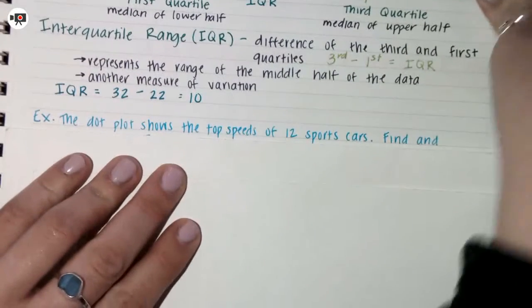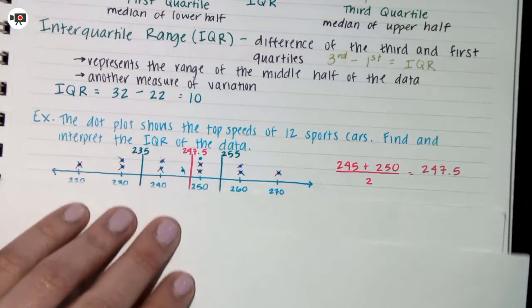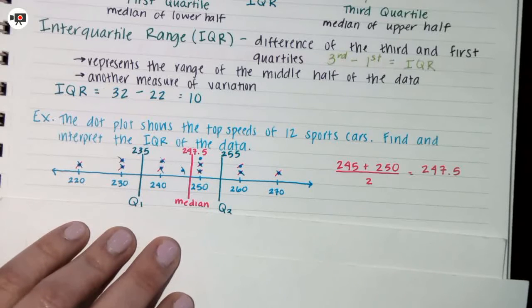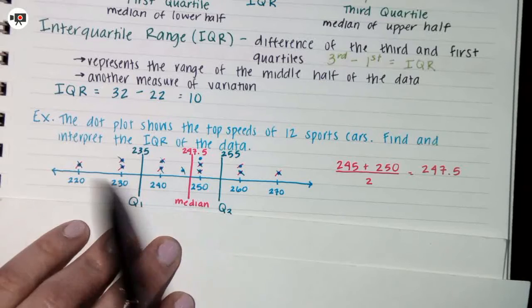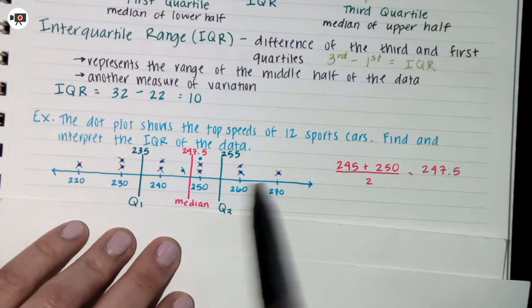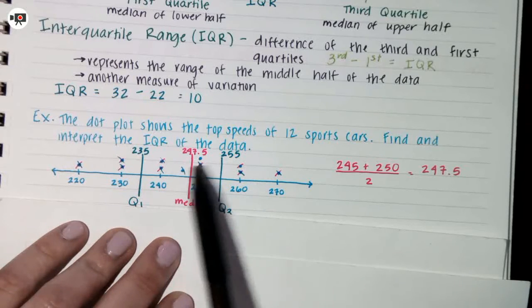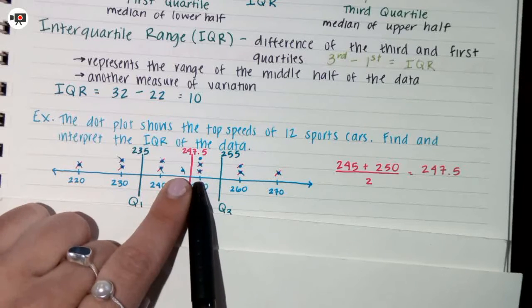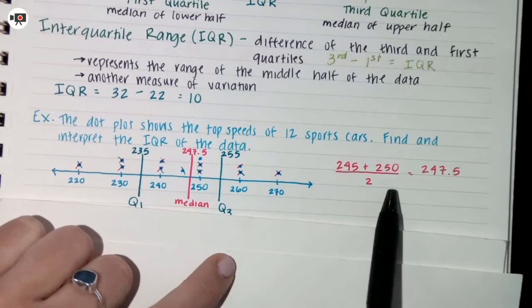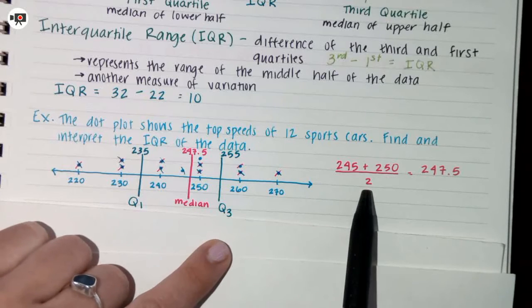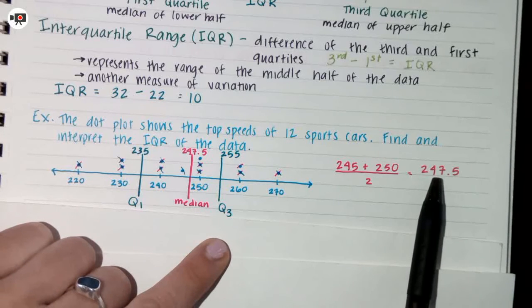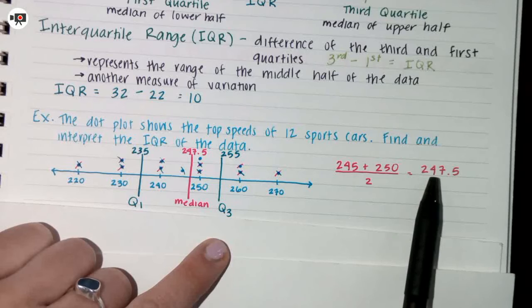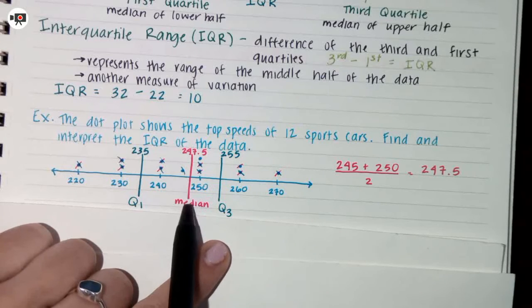Alright, this dot plot shows the top speeds of 12 sports cars. Find and interpret the IQR. First I find the median, and I did that by crossing off in pink one dot until I had 45 and 50 as my only 2 left. So to find the middle of that, you add them together, divide by 2, and that is 247 and a half. So I marked that on my plot.